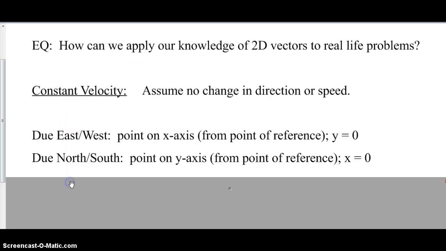The other thing you need to realize is that whenever you see the words due east or west, it's going to be a point on the x-axis, or a point from the point of reference, and the y value will be 0. And due north and south is a point on the y-axis from a point of reference, and the x would be 0.